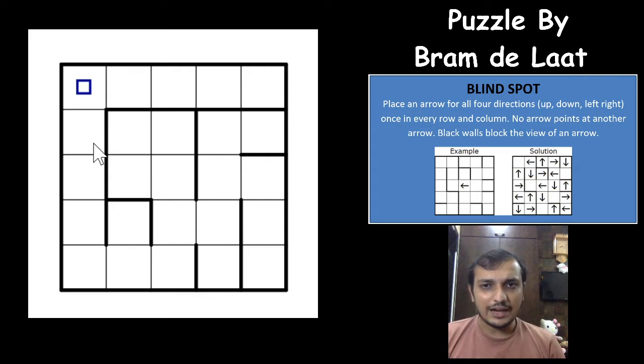So this puzzle actually comes into the number placement puzzle category, but of course we are not placing numbers here, we are placing arrows, but still it counts as a placement of numbers, right? So with that we'll start solving this puzzle.